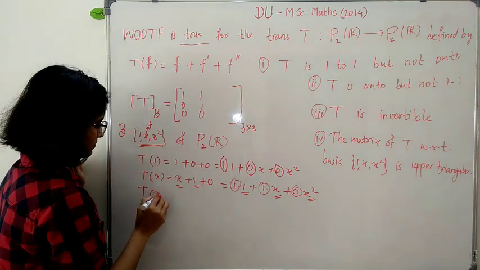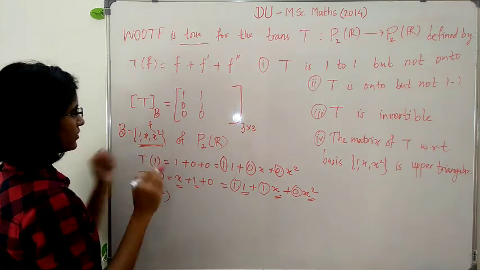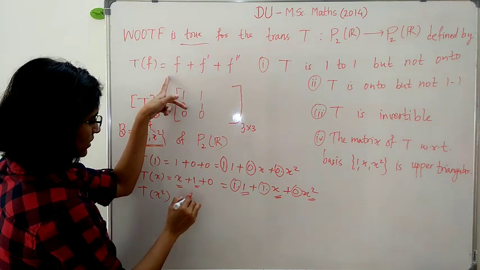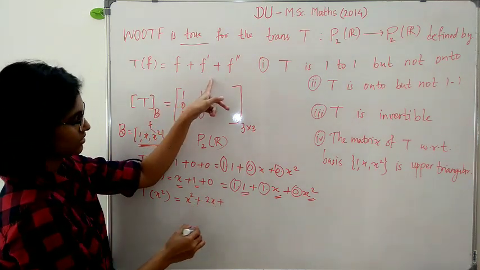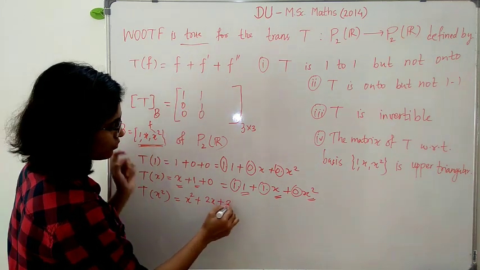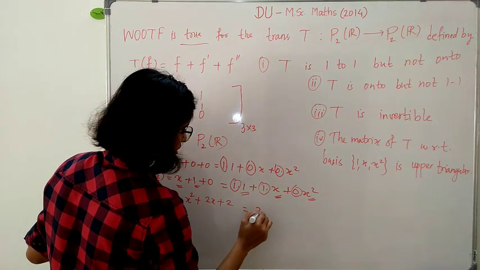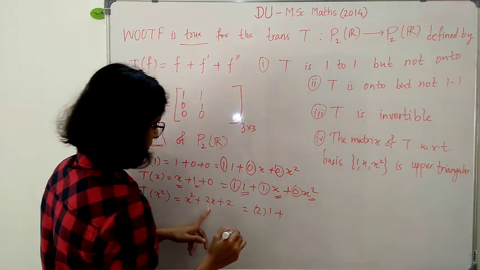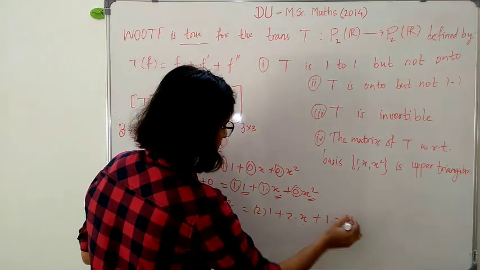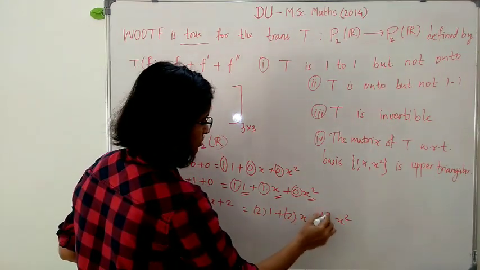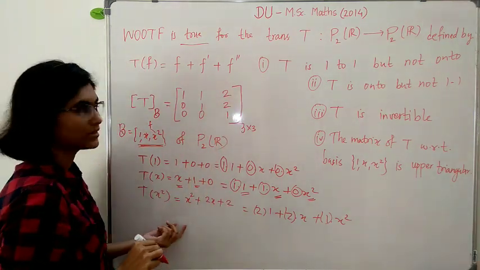Then take x square. So I am taking this f to be x square. Apply the definition of f. So this is x square. What is the derivative of x square? This is 2x, plus again the derivative of this 2x, which is 2, right? And clearly we can write this as 2 into 1 plus 2 into x plus 1 into x square, right? So take these coefficients. So this is 2, 2 and 1, right?